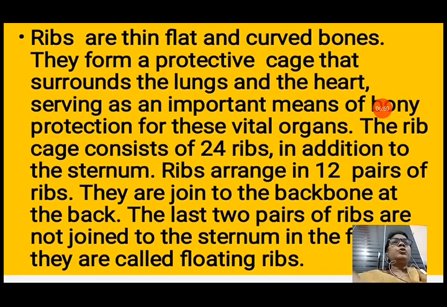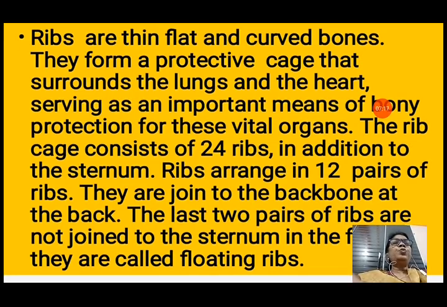The rib cage consists of 24 ribs. In addition, in the middle there is a long bone, also known as the chest bone, breast bone or sternum. The 24 ribs are arranged in 12 pairs. They are joined to the backbone at the back, and in front they are joined with the sternum.